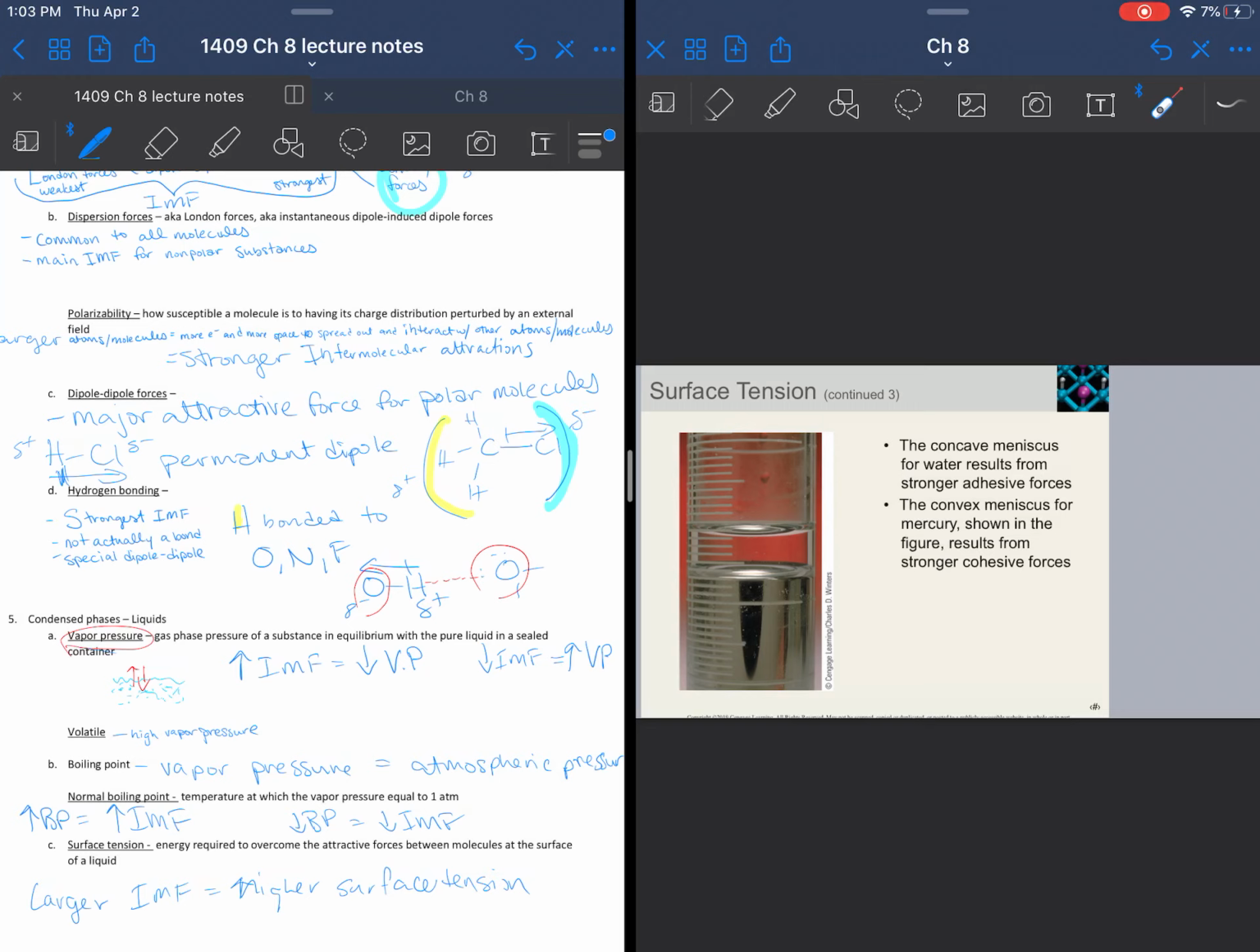When we look at mercury, mercury is just a very nonpolar element, right? It's just a bunch of mercury atoms. There's London forces, but nothing else. The glass is not going to be as attracted to the mercury because the mercury is so nonpolar. So you're going to get more of a convex meniscus where you are maximizing more of those cohesive forces, right? Where the mercury just interacts with itself.